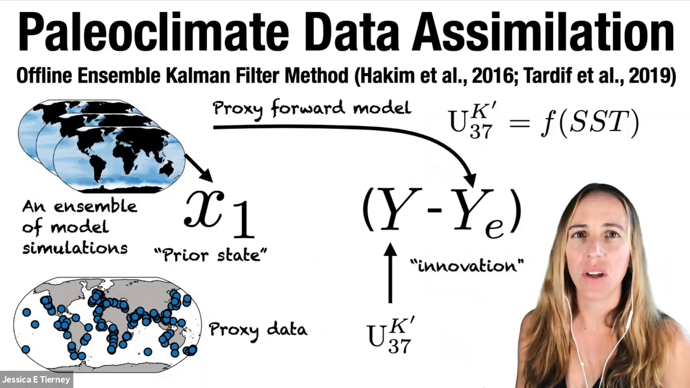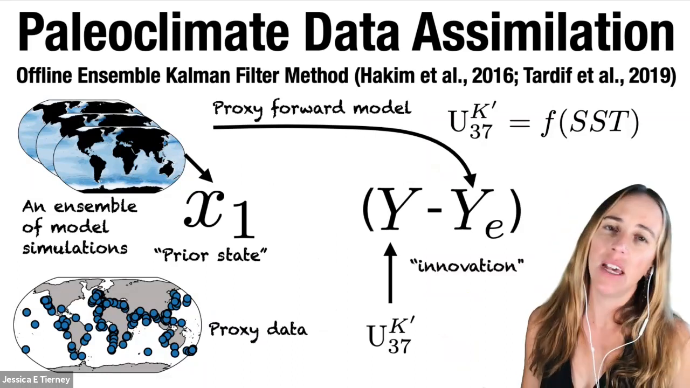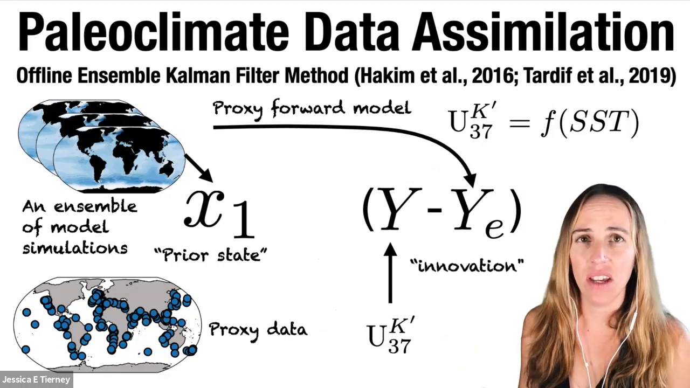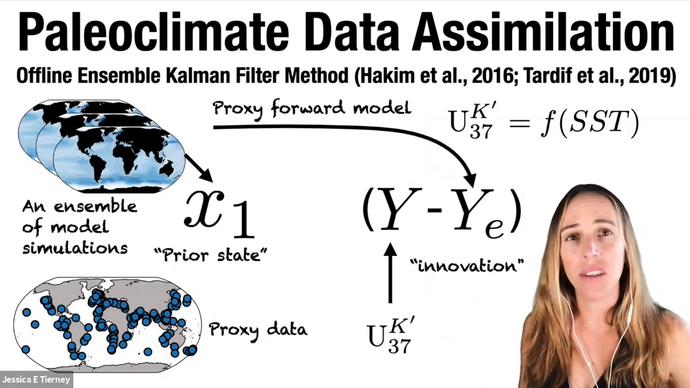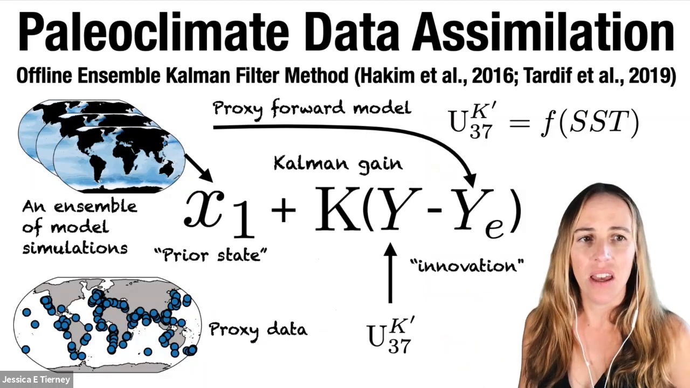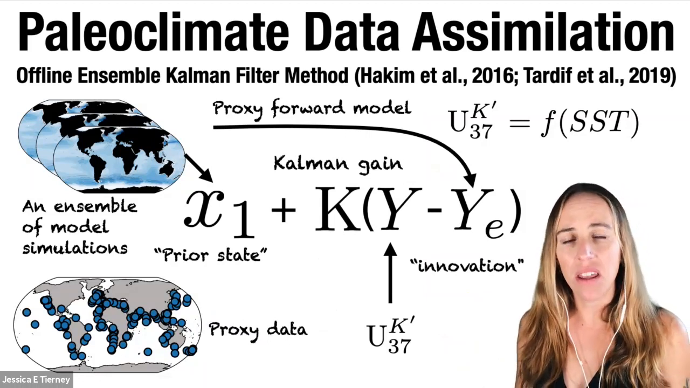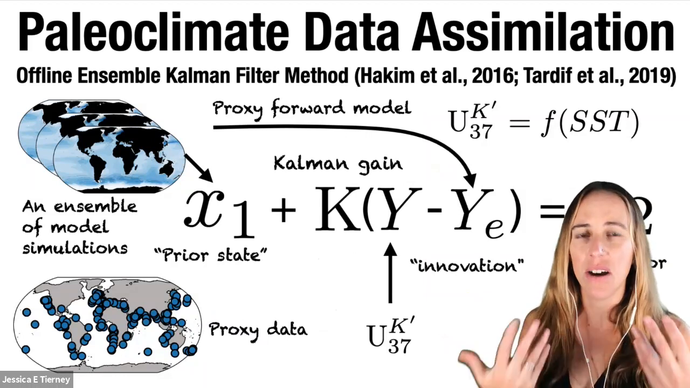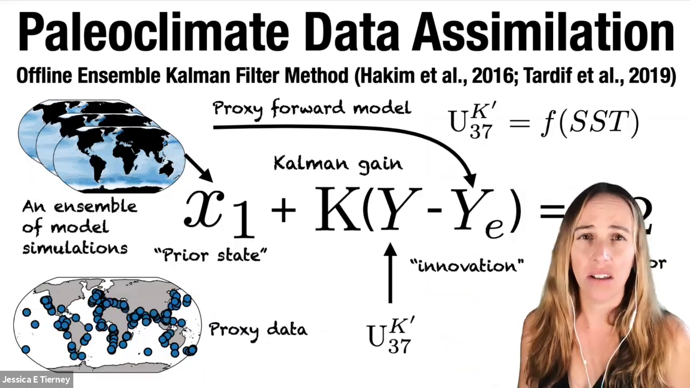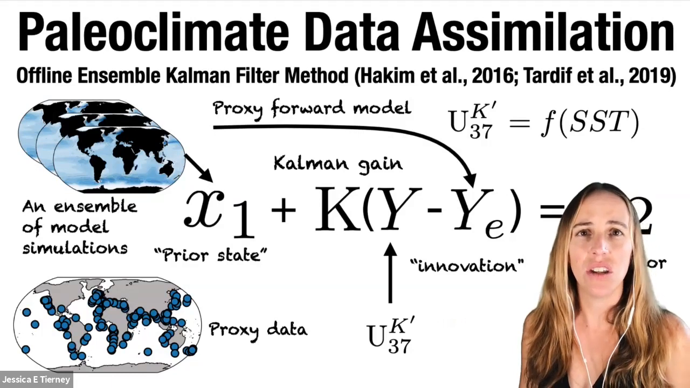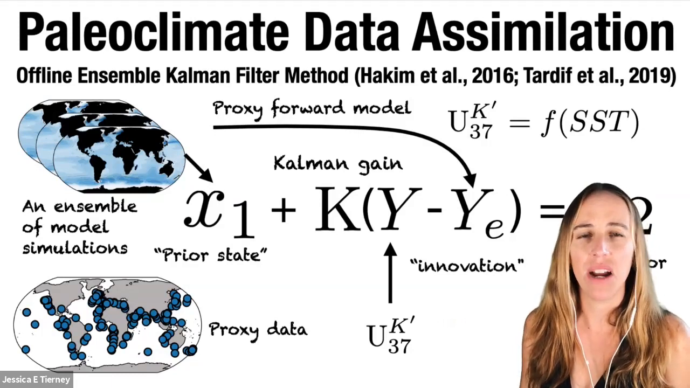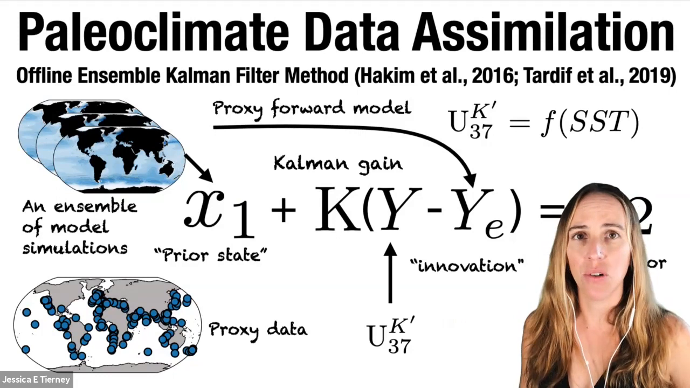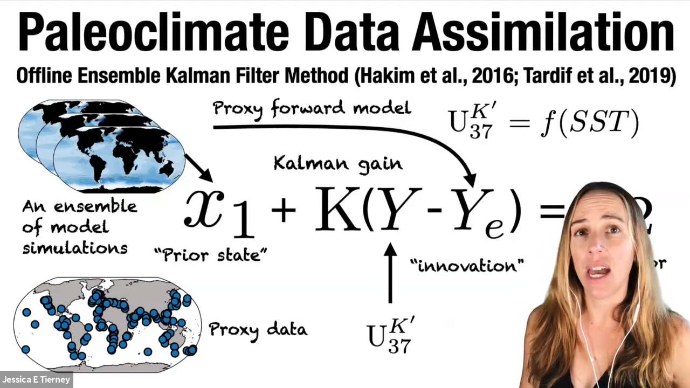The difference between what the proxy says happened and what the model said happened is called innovation. And that's the new information that gets added to the prior state. It gets added to the prior state with a weight, the Kalman gain, which I'll explain in the next slide. And then we get a posterior state. So it's actually a linear transformation, the addition of new information to the prior state with that very crucial weight. So let's take a look at what the Kalman gain is.